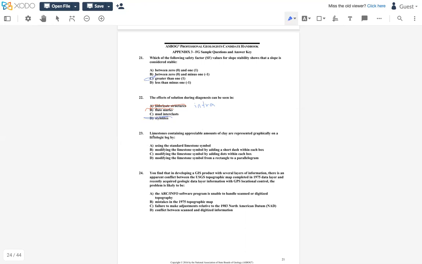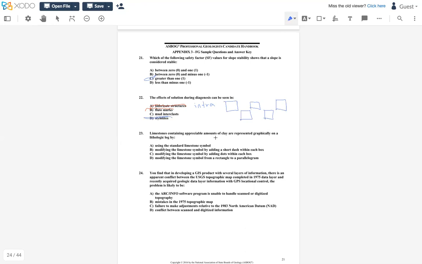Okay, 23. Limestones containing appreciable amounts of clay are represented graphically on a lithologic log by what? First things first, I'm not even going to look at the answer choices. I know that limestone is generally represented by this blocky arrangement. Please excuse my poor drawing. I'm not an artist, but I think we all know what I'm trying to draw here.